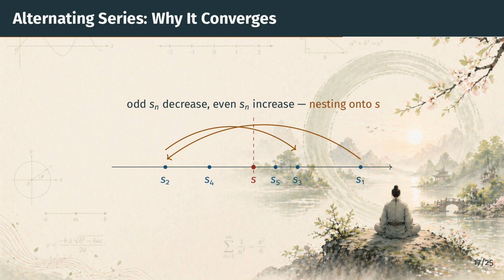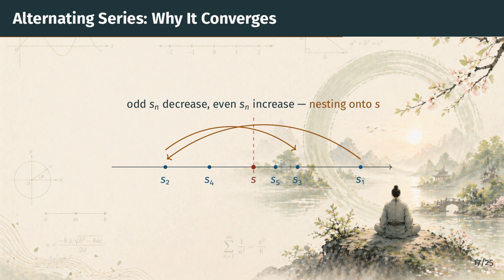And so on. Since the terms shrink in size, every jump is shorter than the one before, shown by the arcs getting smaller. The odd-numbered partial sums come down from the right, while the even-numbered ones climb from the left, and they close in on each other like a tightening bracket. The single point they trap, marked S in red, is the sum of the series. This nesting is exactly why convergence is forced.